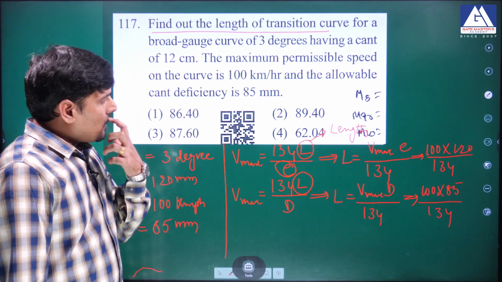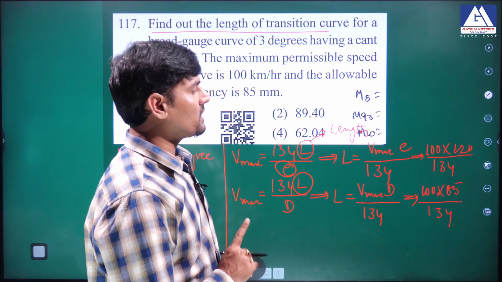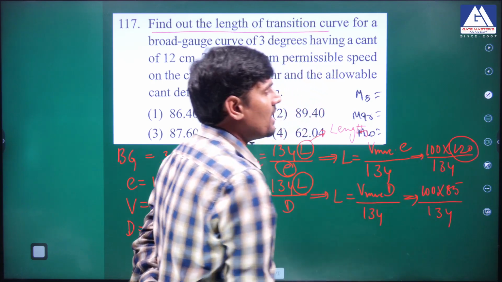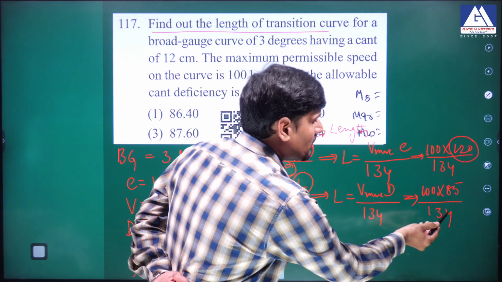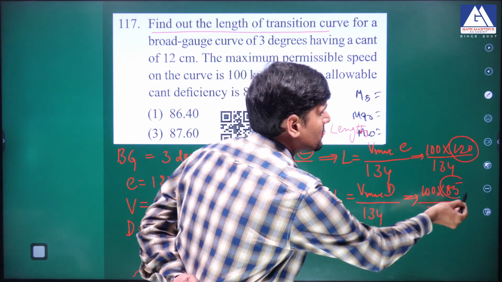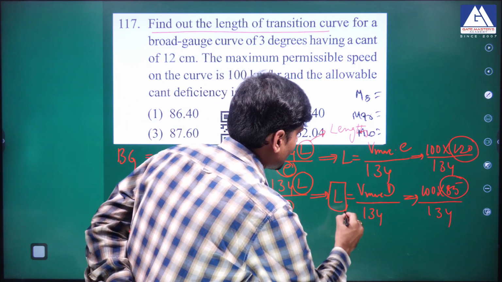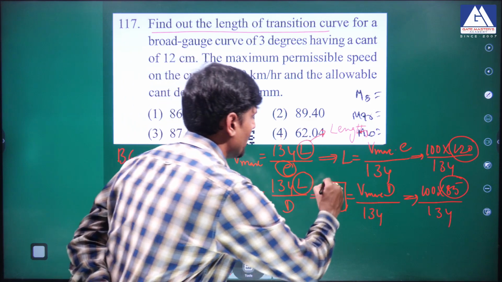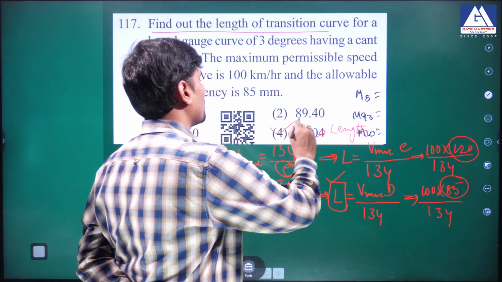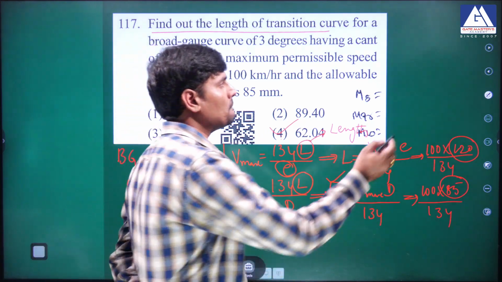Since we know the concept that the smallest possible length is to be considered as the design length of the transition curve, see in the numerator, this 120 is larger than 85, and 134 and 100 are common in both. So 85 is smaller, therefore it is inevitable to consider the length of the transition curve calculated using this particular formula. If you substitute and calculate, you will get something around 62 or 63. So the correct option is 62.04. Moving on.